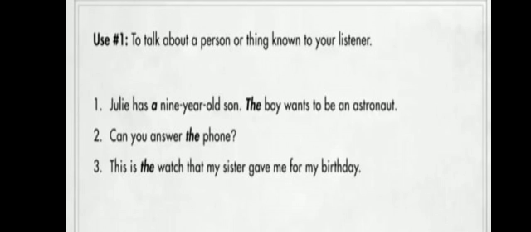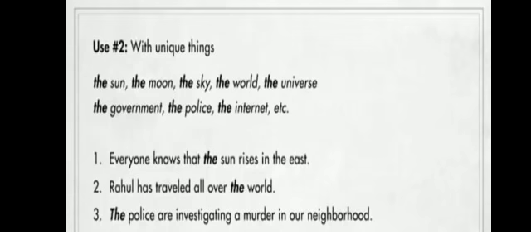So that is why I specify it by making use of the article the. Okay, next one is, can you answer the phone? This is the watch that my sister gave me for my birthday. This means you are specifying the watch that your sister has given you on your birthday. Okay, come on to use number 2.